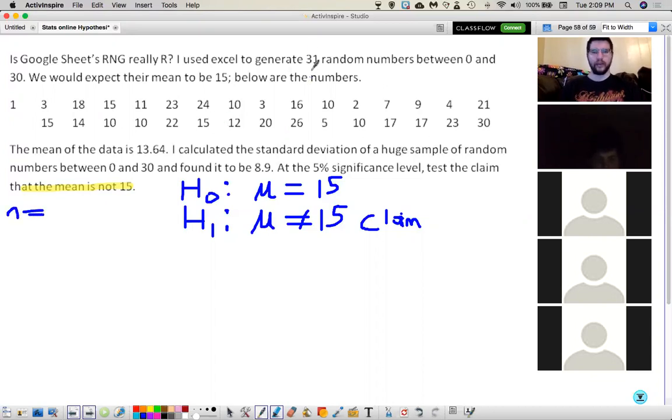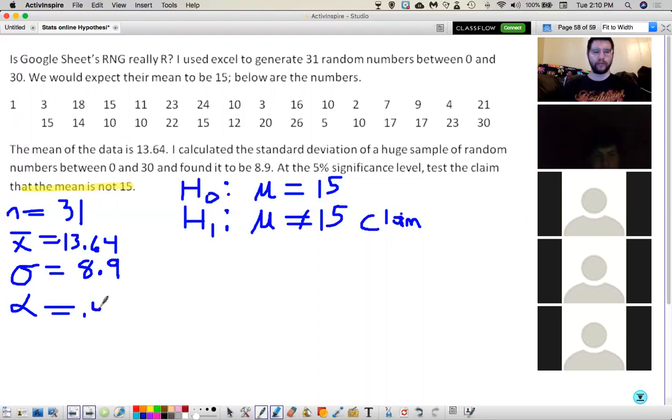And n would be 31. N is 31. I was nice enough to give you X bar, 13.64. I calculated the standard deviation 8.9 for sigma. And we're going to use the 5% significance level, so 0.05 for alpha. So there's my mu and all my information. Calculate the test statistic and go from there.